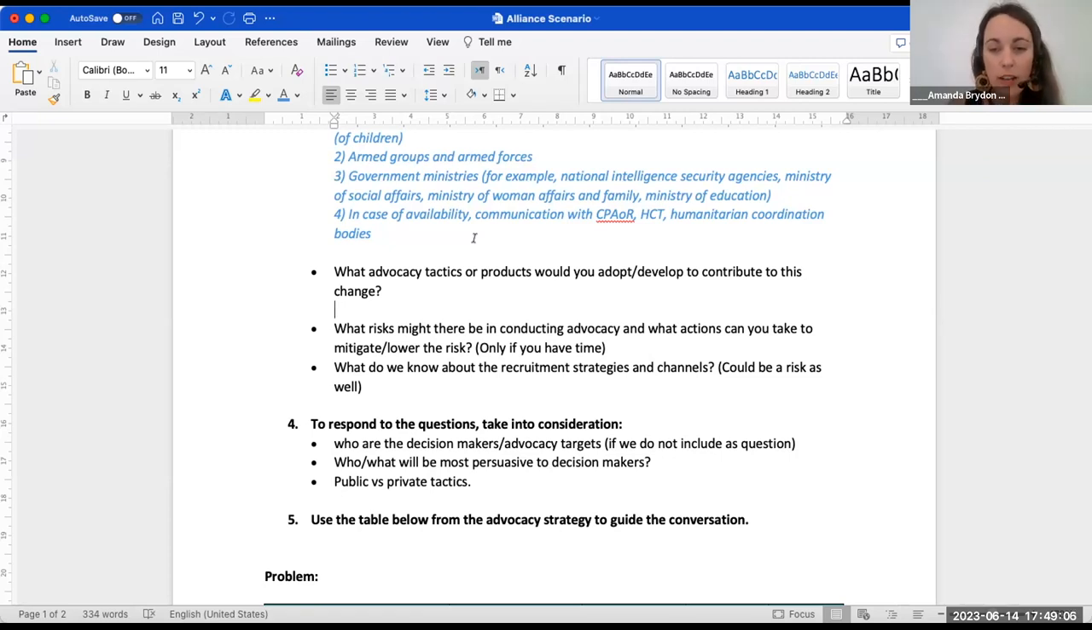In terms of what tactics you've used in your own markets and scenarios, raising awareness, yeah. Would that be through community messaging or meetings with communities? Xavier.